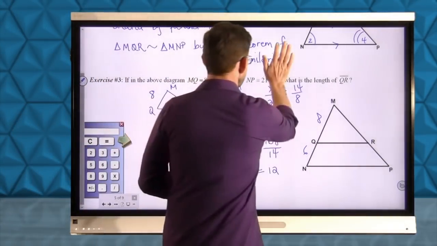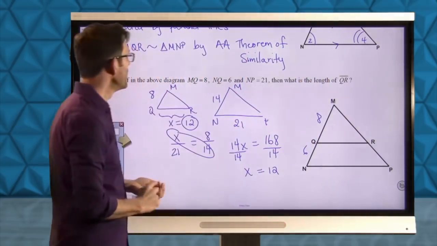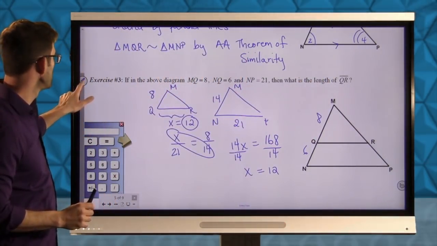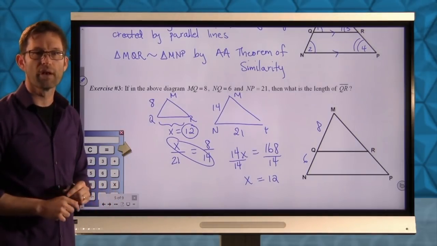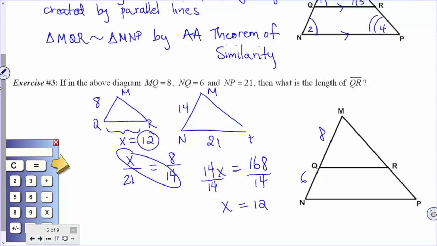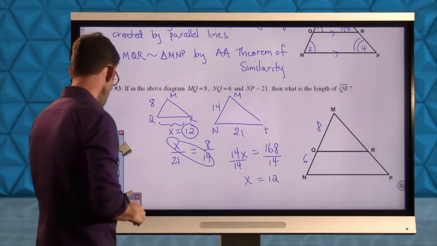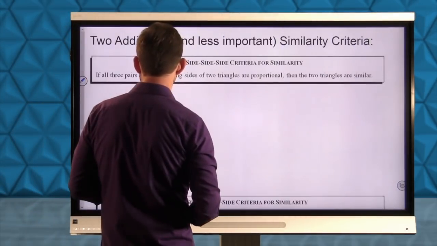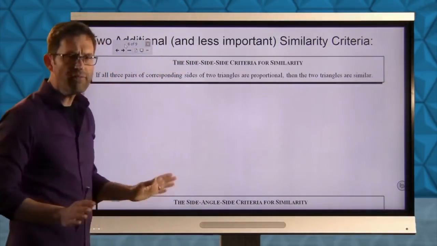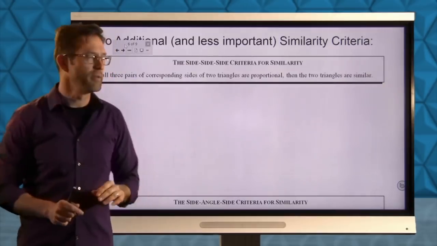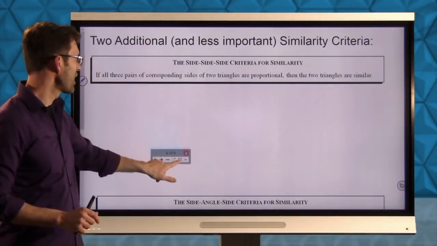Okay, let's get rid of that. Let me step out of the way, give you a little bit of time to think about that, and then we'll move on and do another problem. All right, let's do it. Advance.